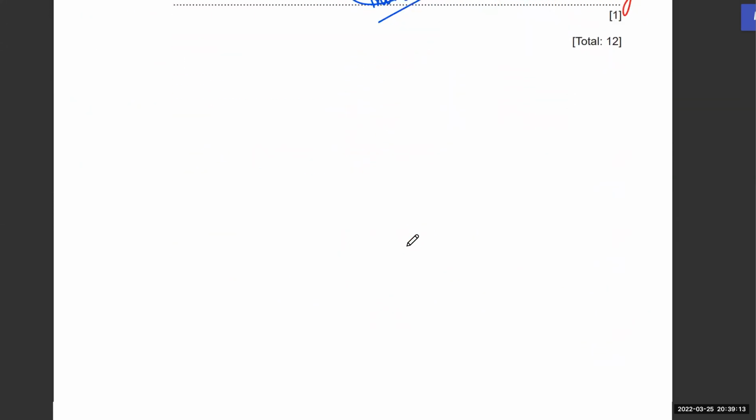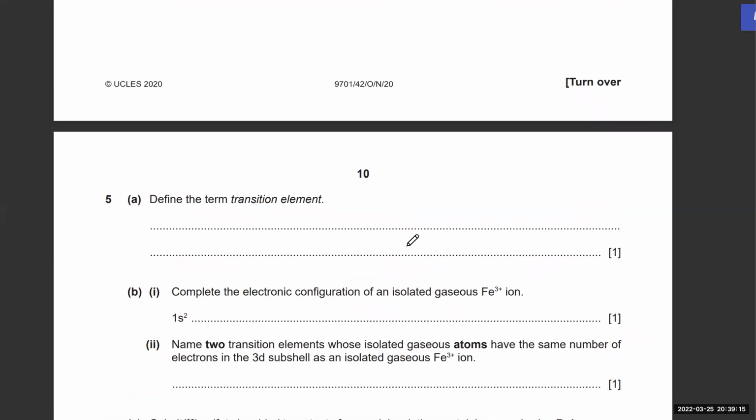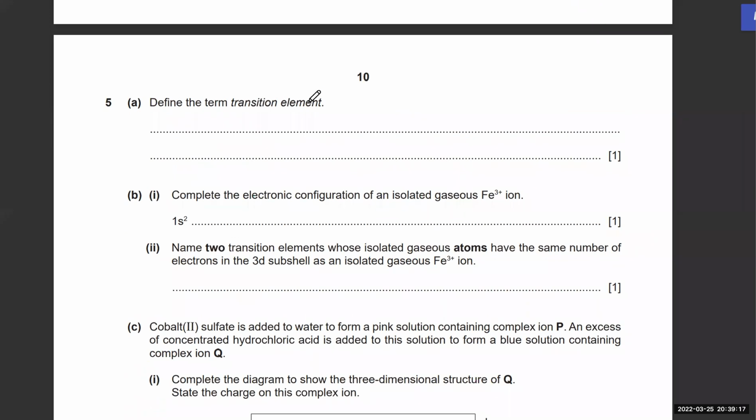So let's move to the next one, which is define the term transition element. So what's a transition element? It's a d block element. And what does it do? It forms stable ions with incomplete d subshells.